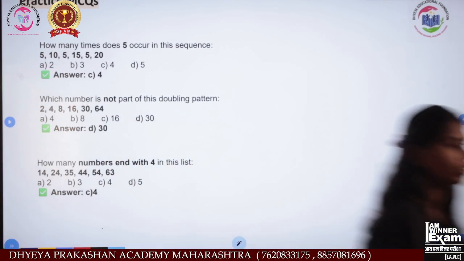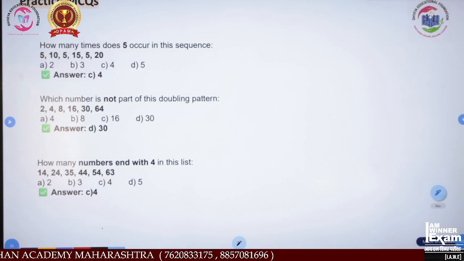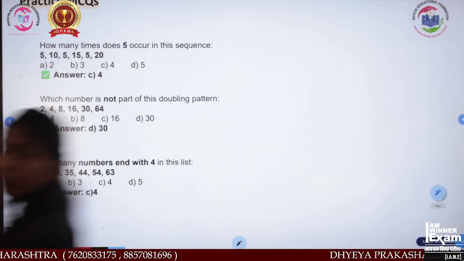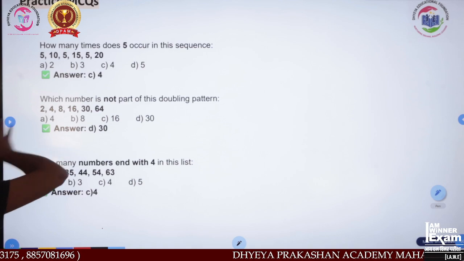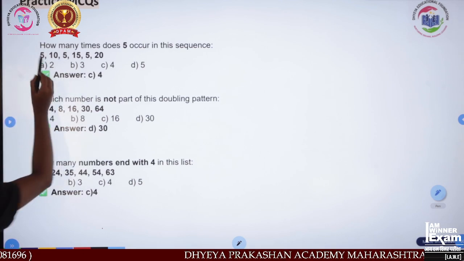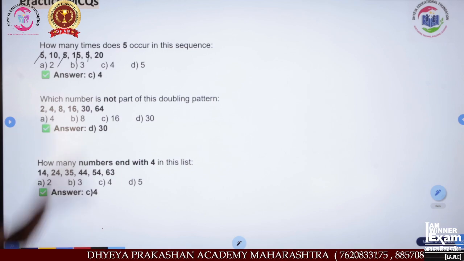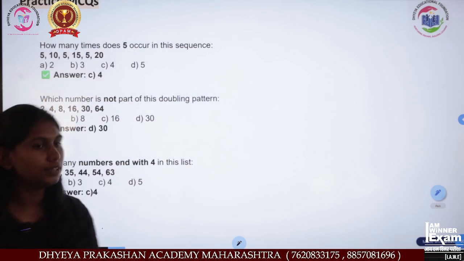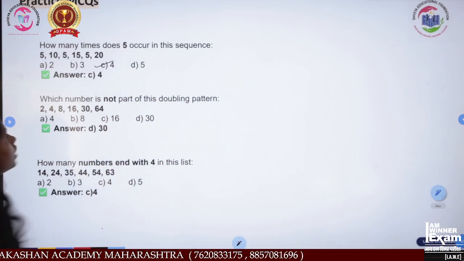Now, what is the question written here? How many times does 5 occur in this sequence? Now we have to check. We have to count the 5s. So 5 is 1, 2, 3, 4. Four times the 5 occurs in the sequence. So the correct option will be C, 4.